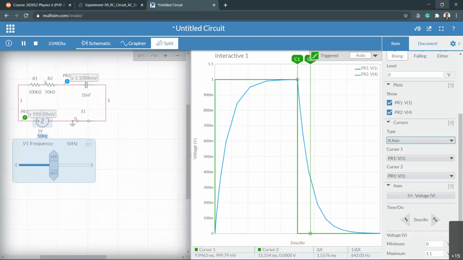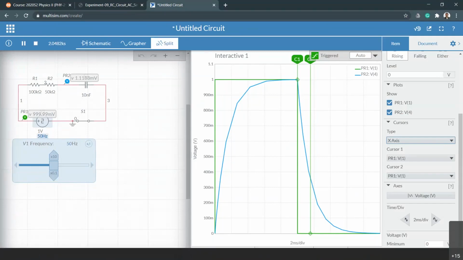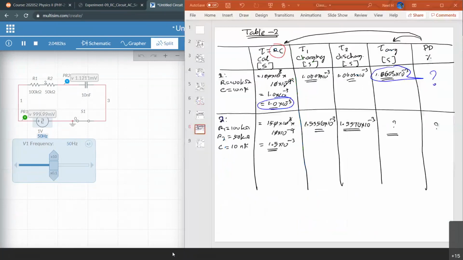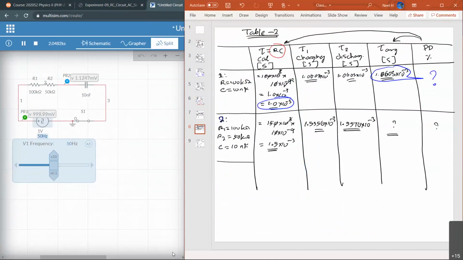Any questions? No question. Then let's continue. Circuit number 3. Okay, no problem. Anybody have any question or difficulty measuring these things? Okay, let's do circuit number 3.